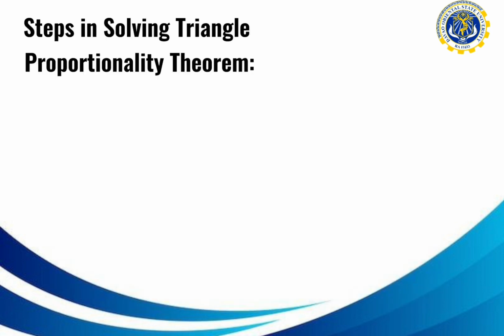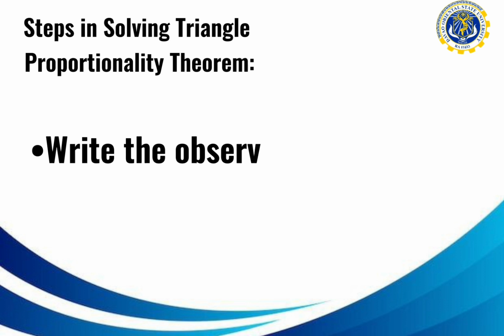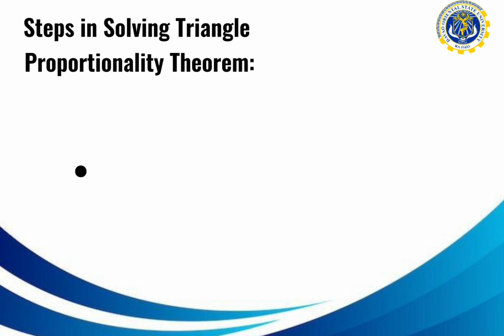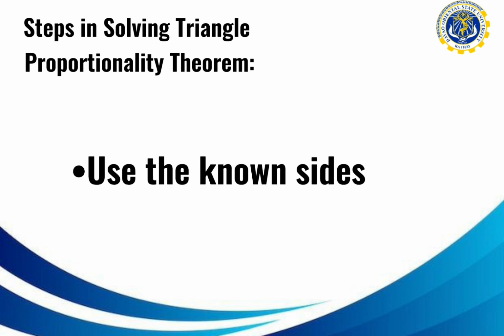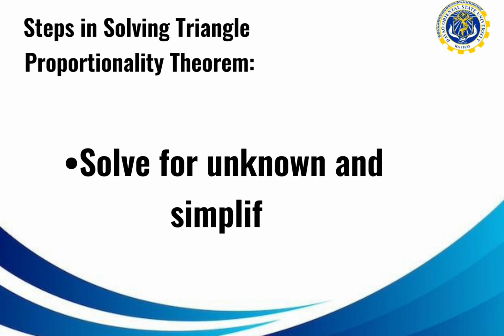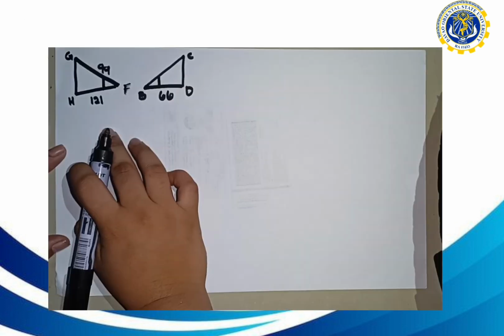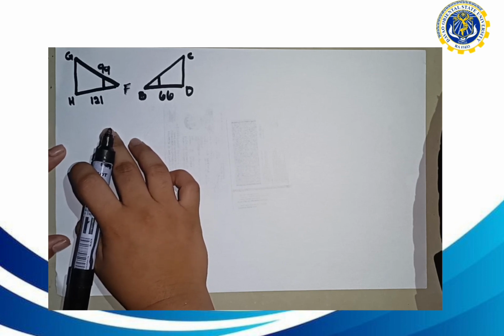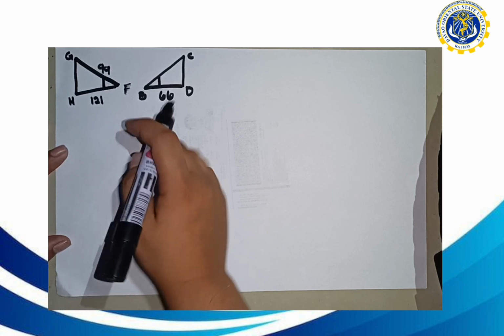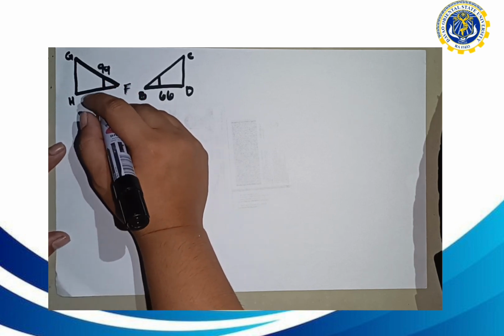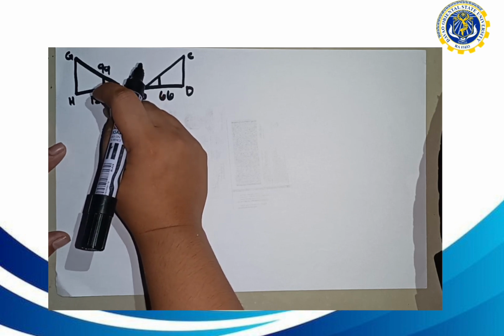To solve the given pairs of triangles in the triangle proportionality theorem, just follow these steps. First, write the observable proportion. Next, solve for the unknown. Next, use the known sides. And the last one is solve for the unknown and simplify. So we can show that triangle FGH and triangle BCD are similar by the SAS similarity theorem. So we first write the observable proportion.